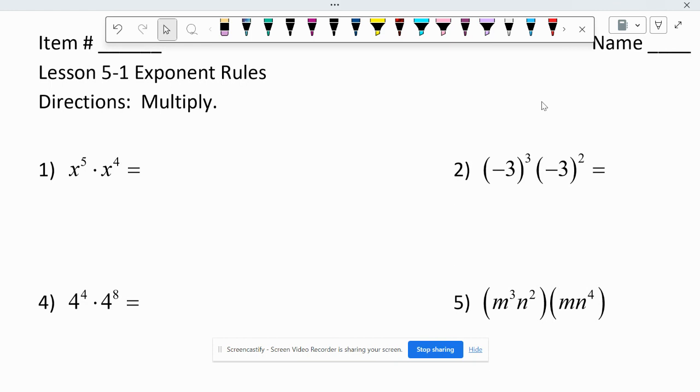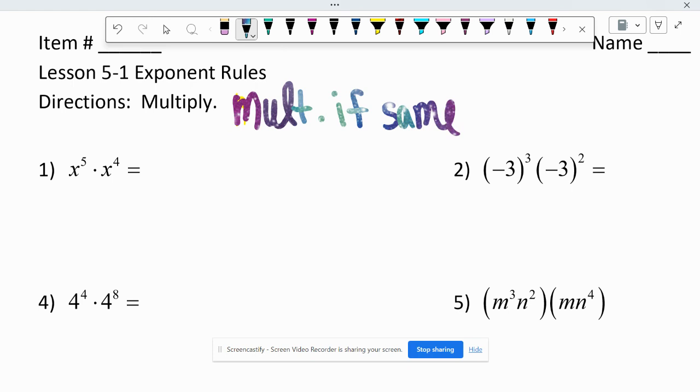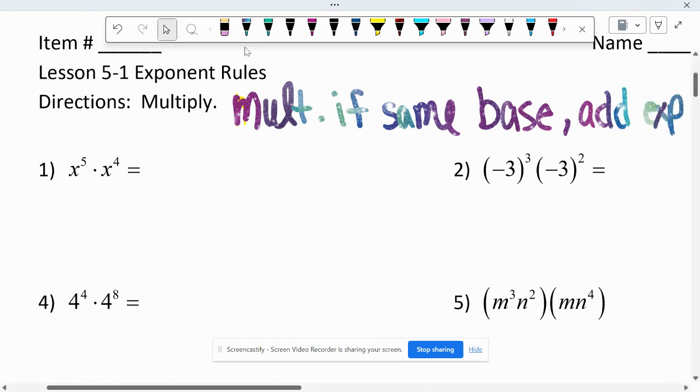So if you need to look at that to help you remember the rules, I'm going to try and write the rules. So if we're multiplying exponents, remember, if the base is the same, what do I do with the exponents? When you multiply, if you have the same base, you're going to add exponents. Same base, add exponents. Okay, so let's start that.